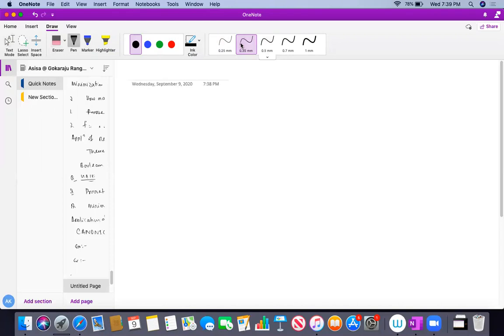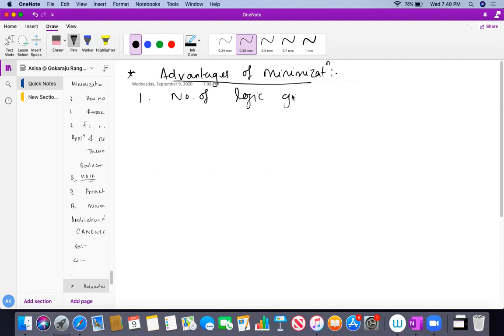Now, what are the advantages of minimization? Students, you need to know these, because related questions may come up in the exam. The first advantage is that the number of logic gates reduces. Next is speed. As the number of logic gates reduces, the required path of the signal from the input to the output decreases, as well as speed increases.